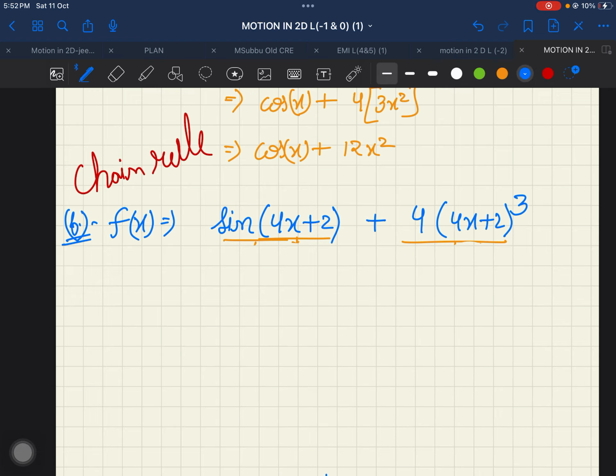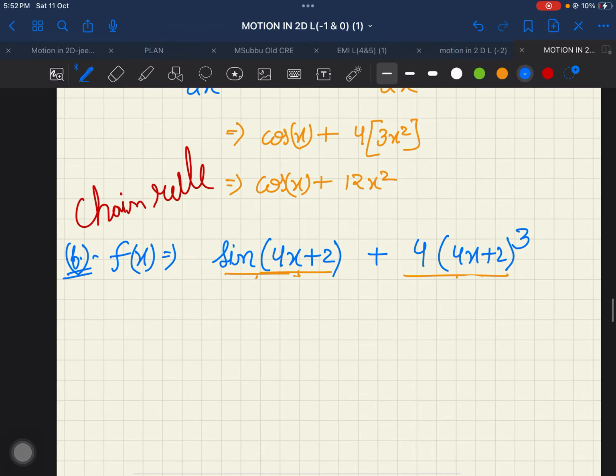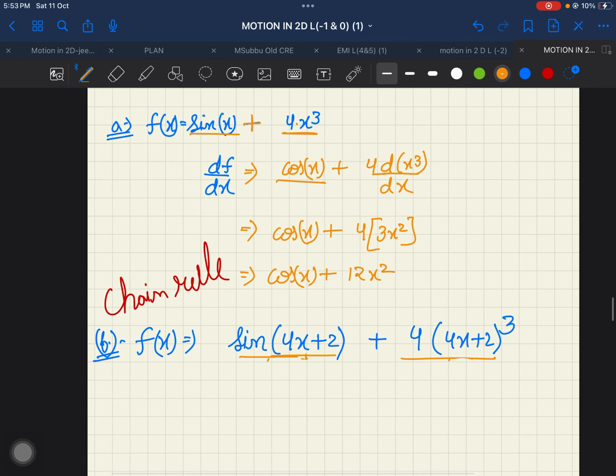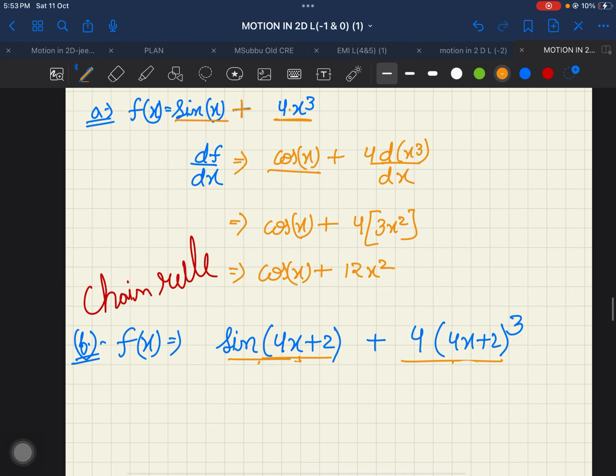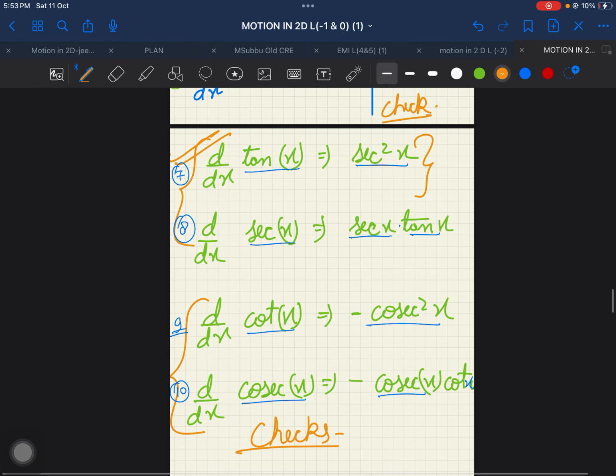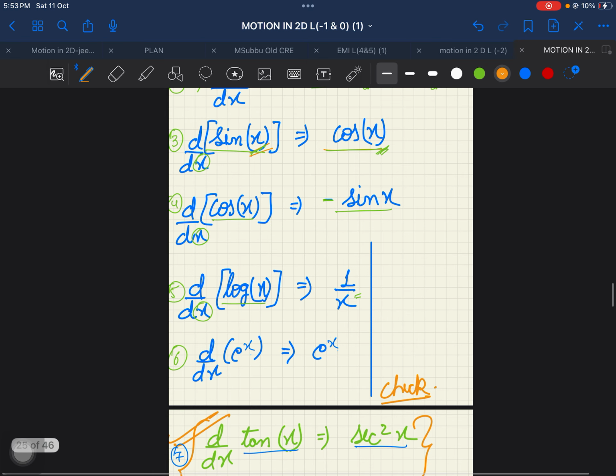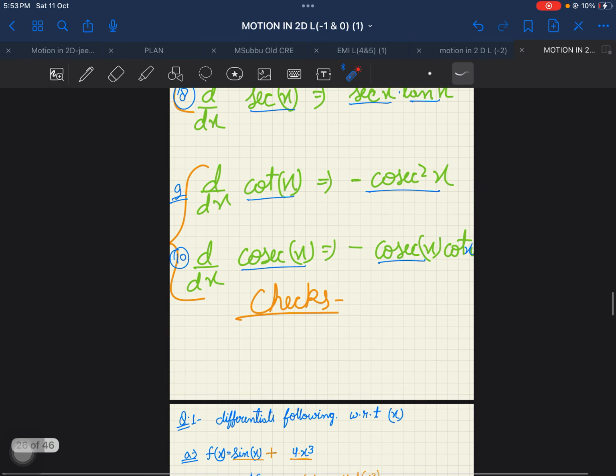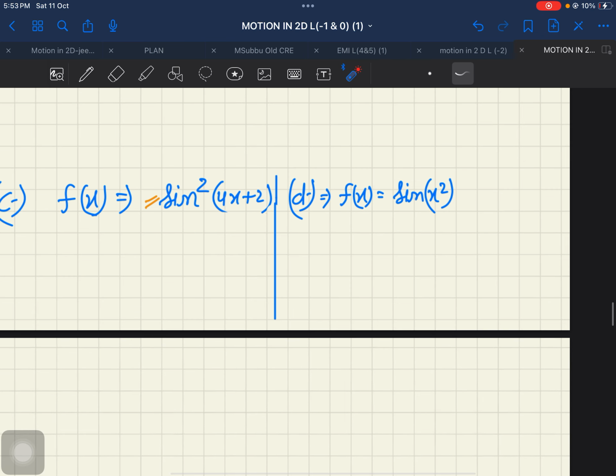All right everyone, now this is your function this time, and you have to solve it. What is the difference in this? You have not seen any formula to differentiate sin of 4x plus 2. You have the formula of differentiation of sin x: the differentiation of sin x is cos x. But we don't know the formula here, right? So what do we have to do in this case?